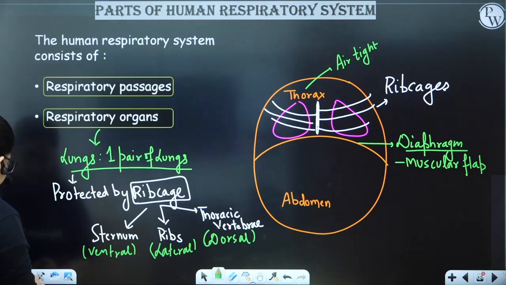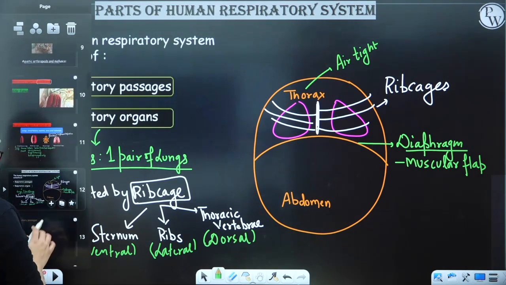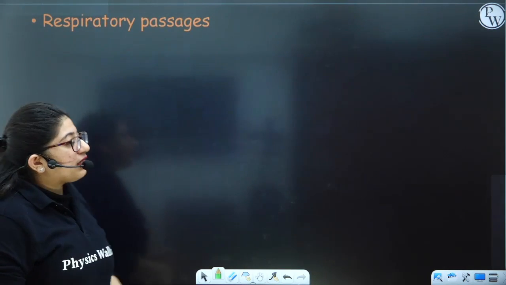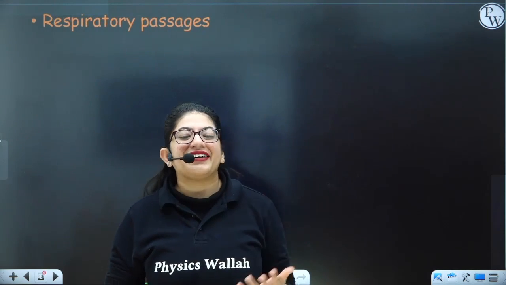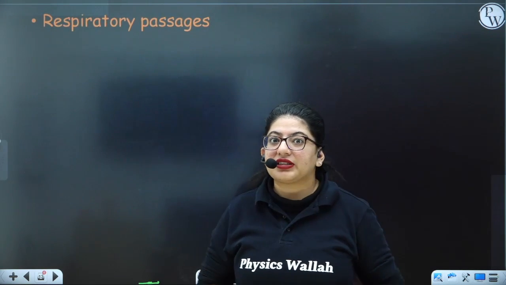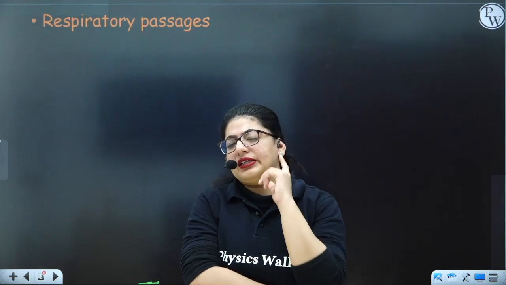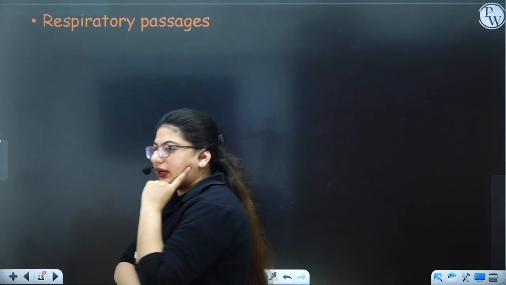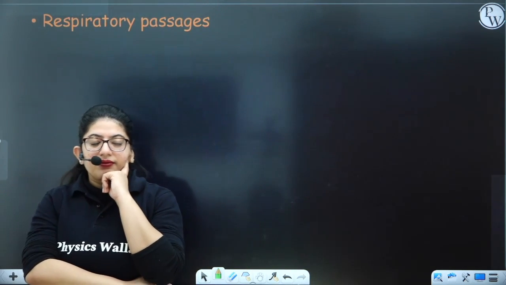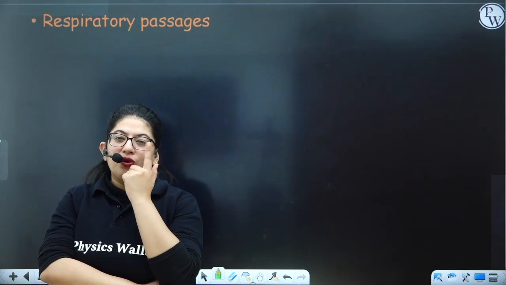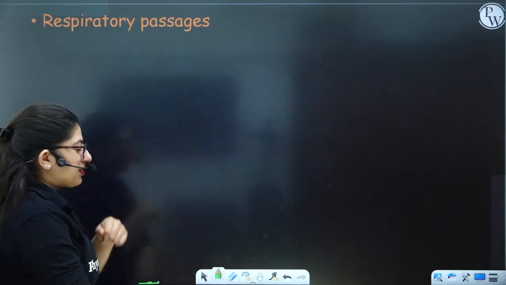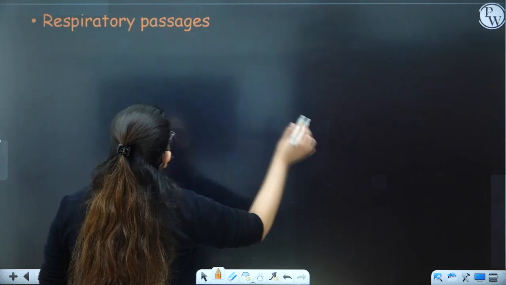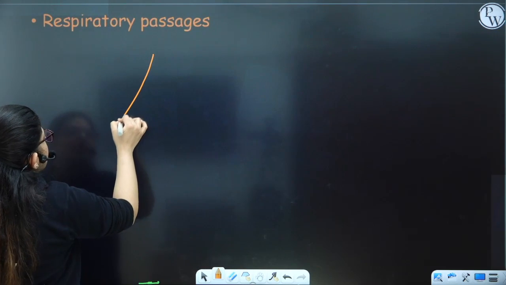Okay. Moving further to the next. Let's talk about respiratory passages. These are the areas from which the air enters into your body. What are these areas? From where do you inhale, take the air in? It goes through the nose. So we'll talk about the nose first. Everything, the story, starts from the nose. So this is the nose.